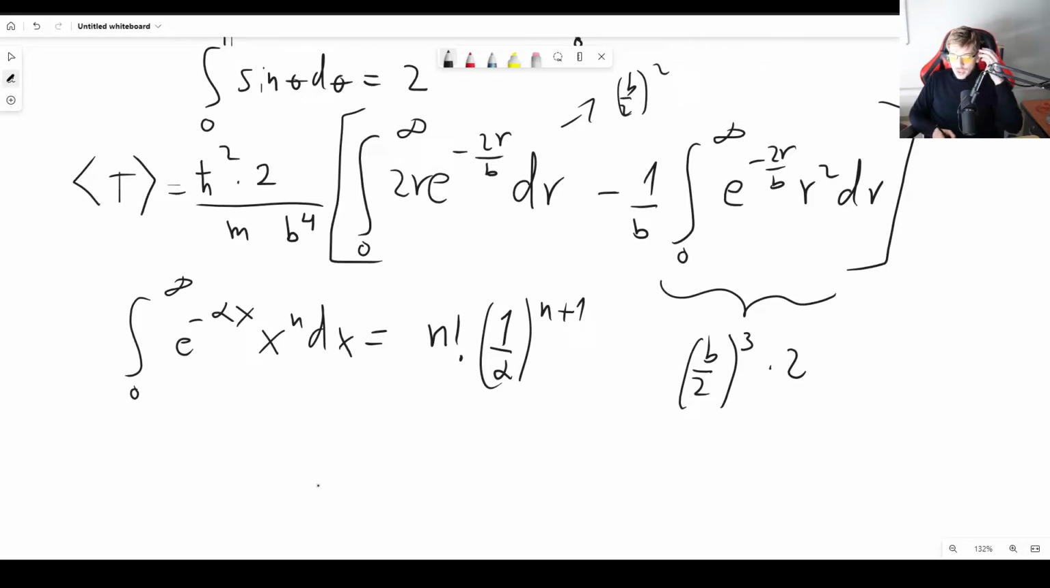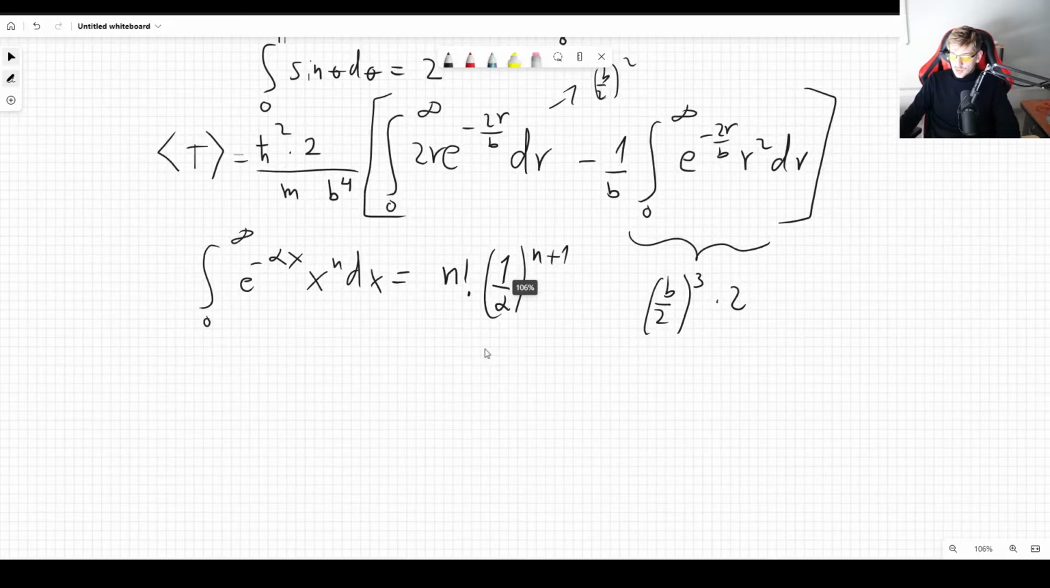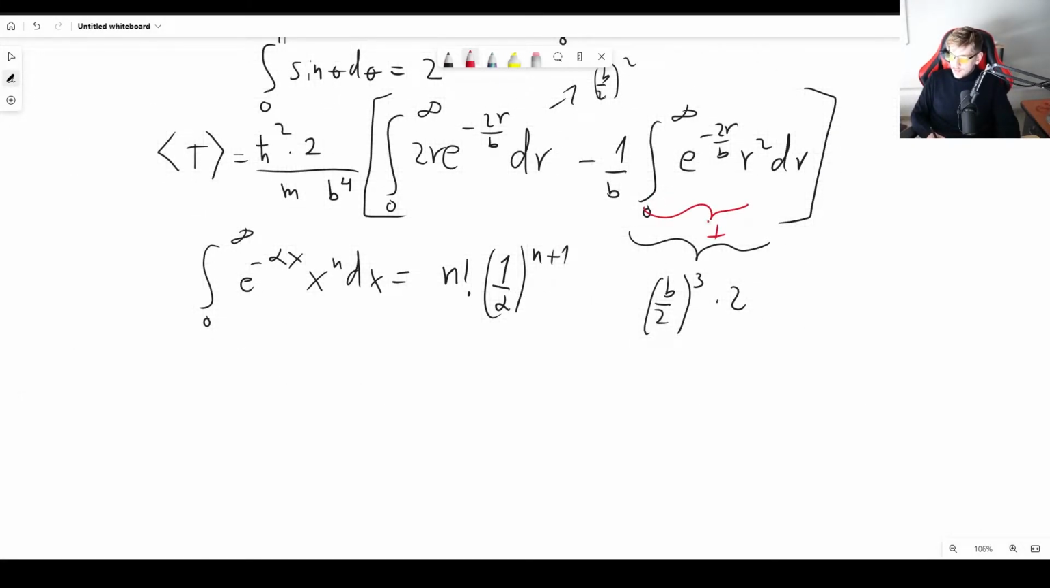Now I'm going to show you how to actually solve it in case you don't know this or you can't use it in a test or something. So let's call this I2 and this I1. And let's begin with I2 because in the process of solving it, we will go through I1. So let me put the 2 outside. There we go. Now I2. Now this is the integral from 0 to infinity of r squared e to the minus 2r over b dr.